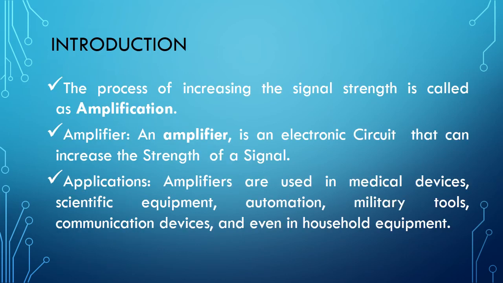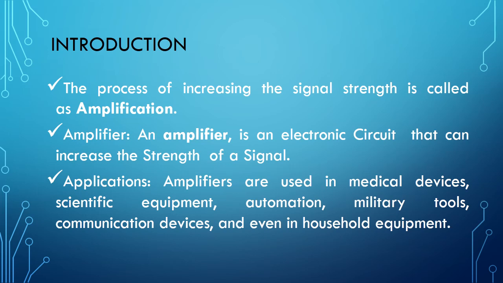Now coming to the introduction. One may ask, what is an amplifier? An electronic signal contains some information which cannot be utilized if it does not have proper strength. The process of increasing signal strength is called amplification. Simply, we can define an amplifier as an electronic circuit that can increase the strength of a signal.